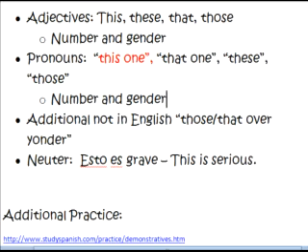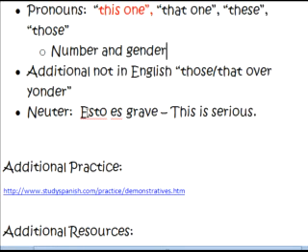So this is one that actually needs a little bit of explanation in English, because in English we have two, this or that. In Spanish it's este, ese, aquel. So they actually have three in Spanish. All right?